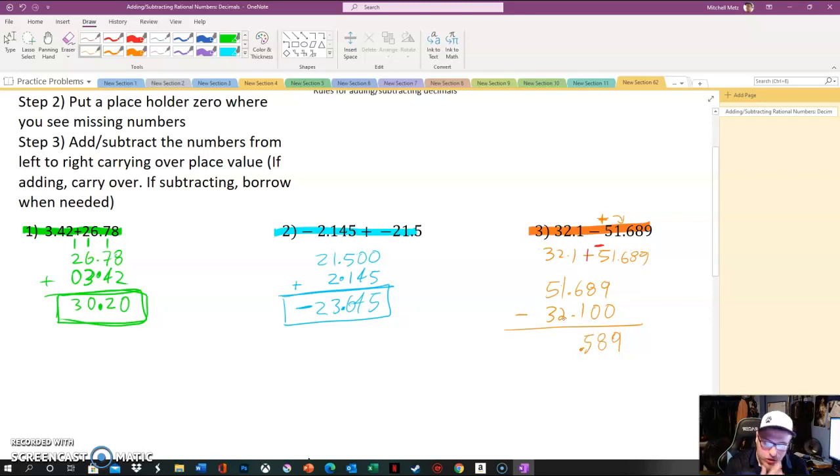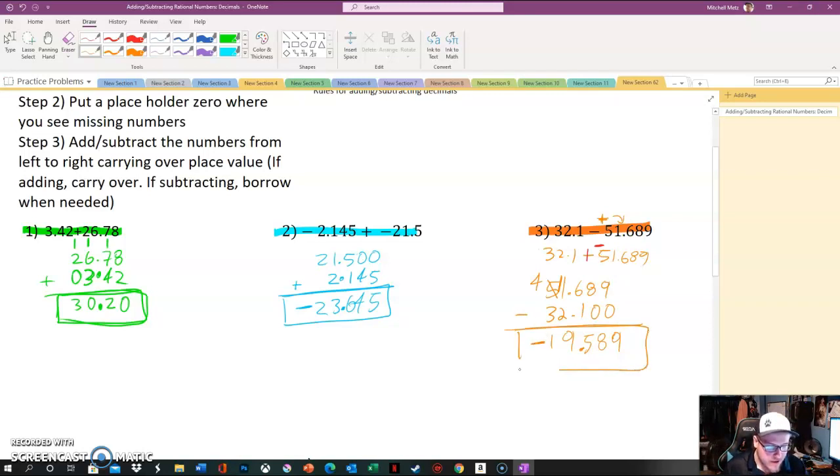And then 1 minus 2, we can't do that because the 2 is bigger. So I'm going to borrow from 5, make it 4, and make this 11. So now it's going to be 11 minus 2, which will be 9. And then I'm going to do 4 minus 3, which will be 1. Now, because I need to think about my signs again, the larger number was 51.689, larger as in the number. Because that is negative, my answer will be negative.